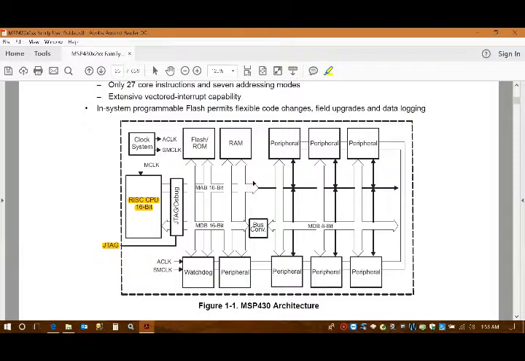So basically, to access what is going on inside your microcontroller, you need something called a JTAG. I'm not going into much detail on JTAG as of now. Just remember that JTAG is a small circuit built inside the LaunchPad circuit that helps the computer read what is actually going on inside your microcontroller. So the JTAG, or debugging port, is connected directly to the RISC CPU and also the other peripherals.